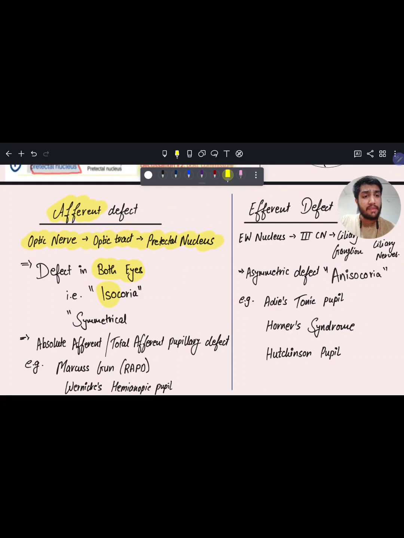Now talking about the efferent defect. What is the efferent path? I told you: from the Edinger-Westphal nucleus to the third cranial nerve to the ciliary ganglion and to the short ciliary nerve, which is a parasympathetic nerve. If there is any defect in the middle of this pathway, then it is going to be an asymmetric defect, also known as anisocoria, because the information from the pretectal nucleus has already been passed to the Edinger-Westphal nucleus.